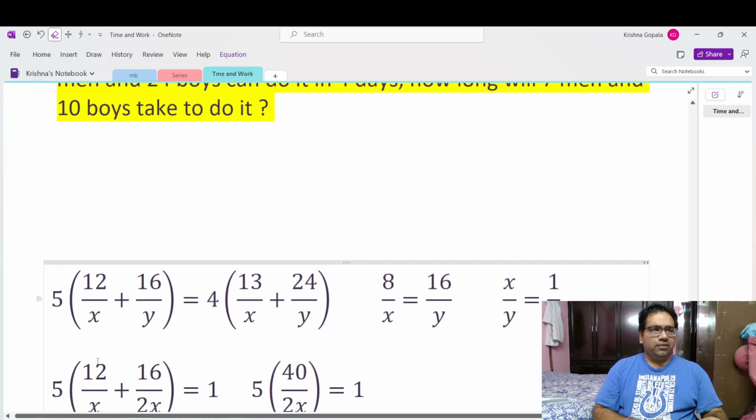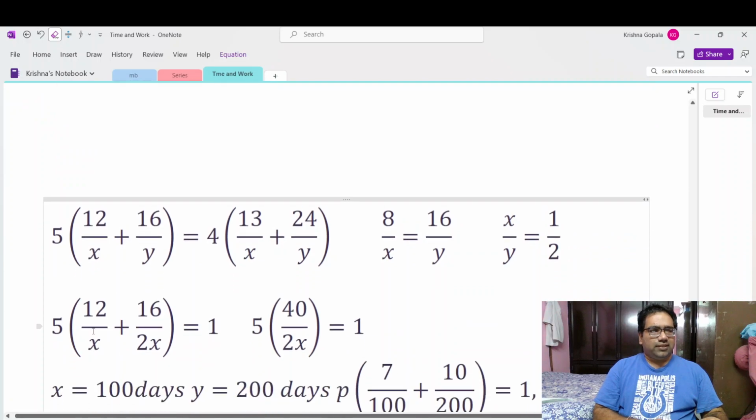Let's substitute in one of these. In this equation, we substitute y as 2x, equals 1, because both of them are completing the work. That's why equals 1. Okay, this becomes what? 2x will still remain in the denominator. 24 plus 16, 40 equals 2x. So what is x? It is 20. 5 20s are 100. So x equal to 100 days.